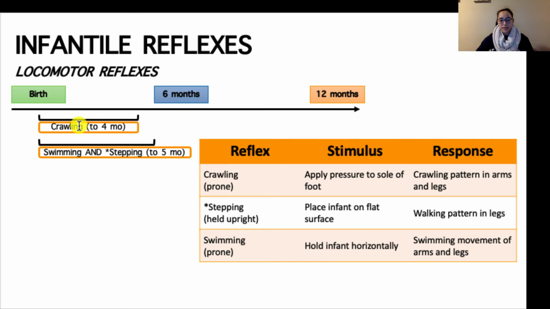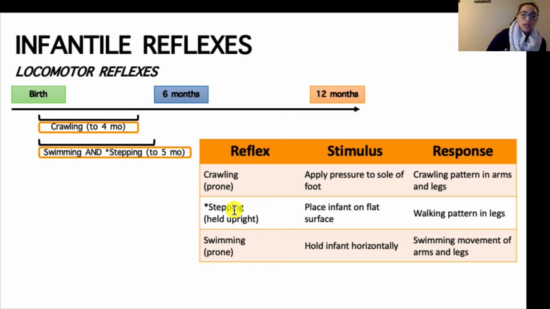Swimming and stepping reflexes appear at similar times, from birth to about 5 months. Stepping is one of the reflexes that I'll have you be able to visually identify. If the infant is held upright and you place them on a flat surface, you'll notice a walking pattern appears in the legs. Again, this isn't an intentional pattern, but it is a reflex.